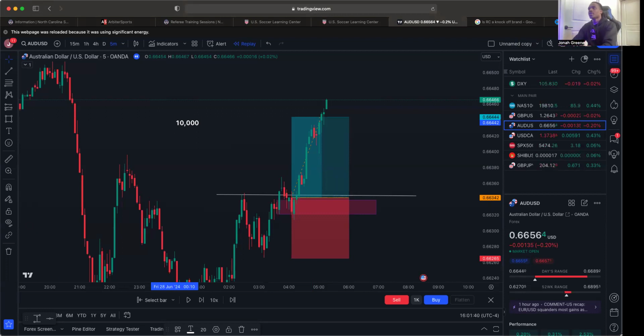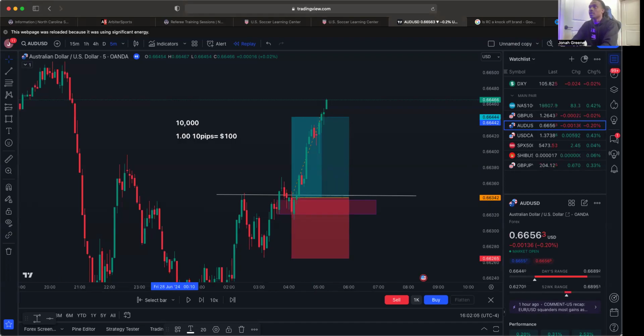So let's just say you risk 1.00, right? Which is $10 per pip. Then on this point, what you can do is after 10 pips, that will equal out to $100. Okay.